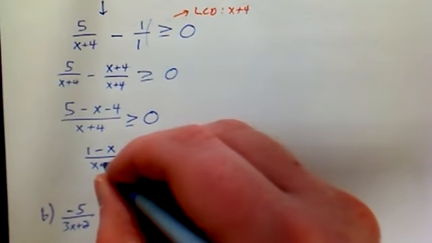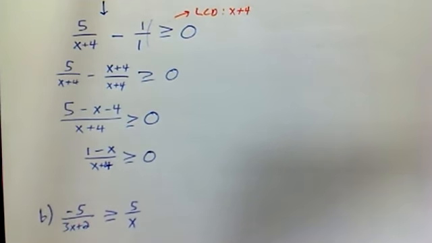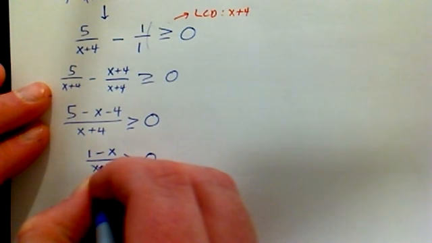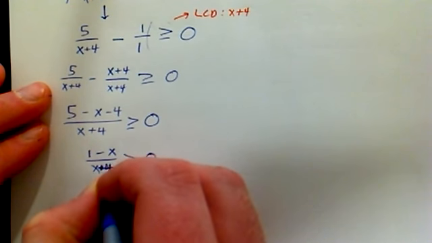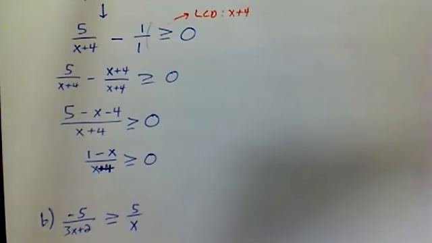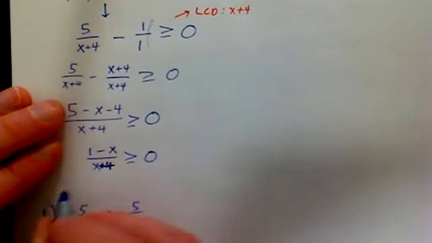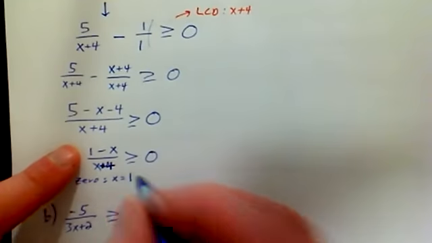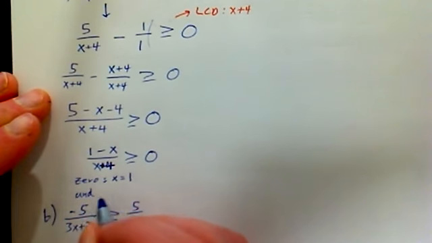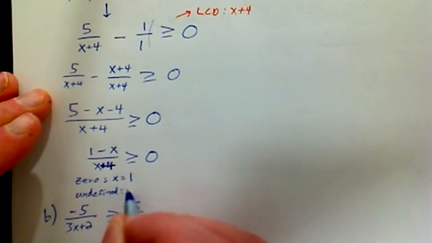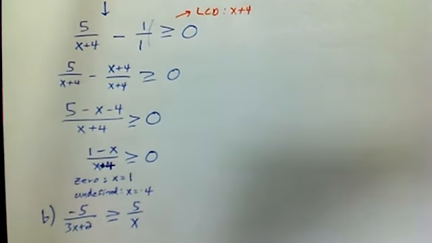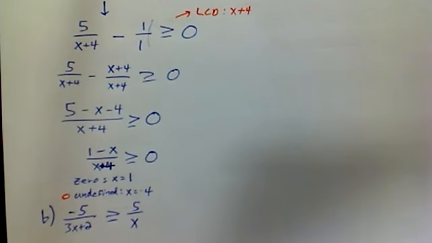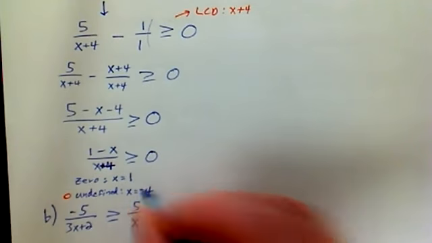And now that I have this, just like when we multiplied two values and looked at the zeros, when we're dividing, the zero of the top and the point at which the denominator is 0 are where the sign changes can occur. So I see that I have a 0 for x equal to 1 if you look at the top, and I have an undefined point at x equal to negative 4. What's important to remember is that the undefined point must be an open circle, even though it's greater than or equal to, because we can never have division by 0.